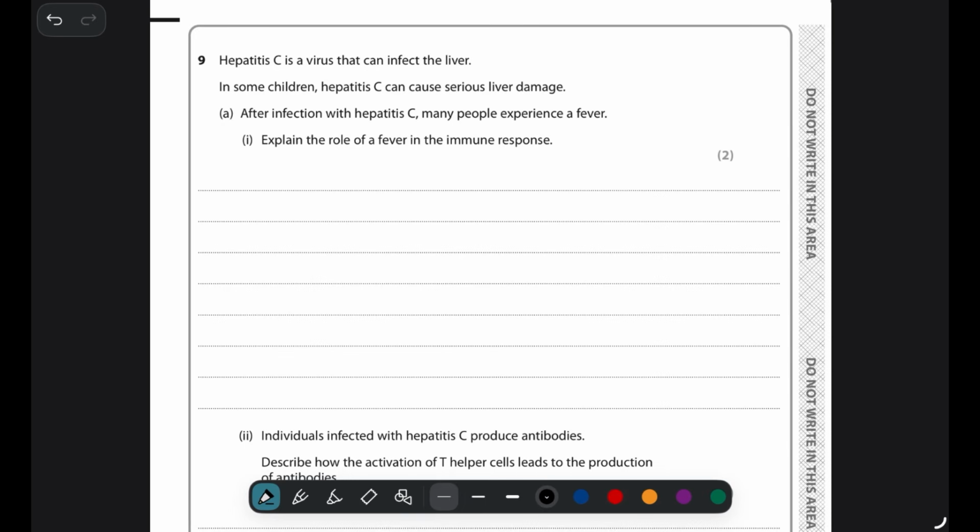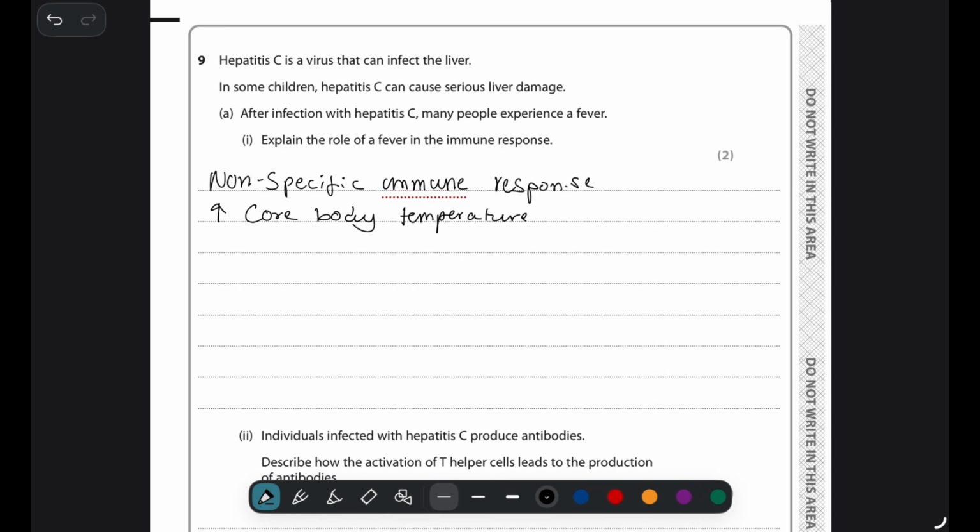Okay, so they're talking about hepatitis C, which is a virus that infects the liver, and some children with hepatitis C get very bad liver issues. So, fever is one of the symptoms. Now, what is the role of a fever in the immune response? So, we're first of all thinking, okay, is this non-specific or specific? Non-specific. Okay. And what's actually happening in a fever? Well, you should know, because I'm sure everyone's had a fever before, that you increase the body temperature. I would like to say core body temperature more specifically, but you're increasing body temperature.